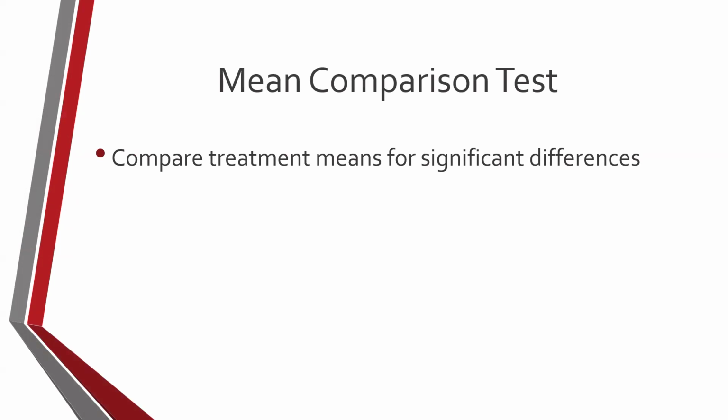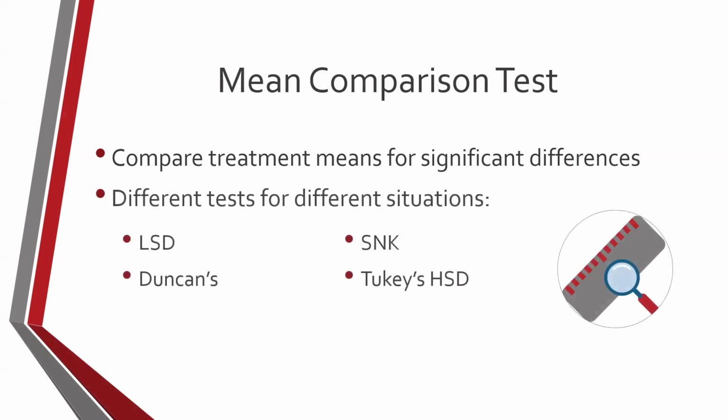We compare the treatment means to determine what differences are truly significant. ARM has a variety of mean comparison tests to choose from for different situations and research types. So these four are the most common ones: LSD, Duncan's New MRT, Student-Newman-Keuls, and Tukey's HSD.